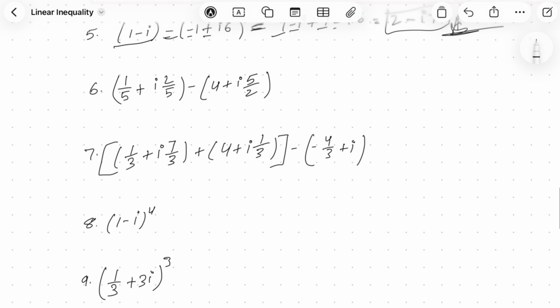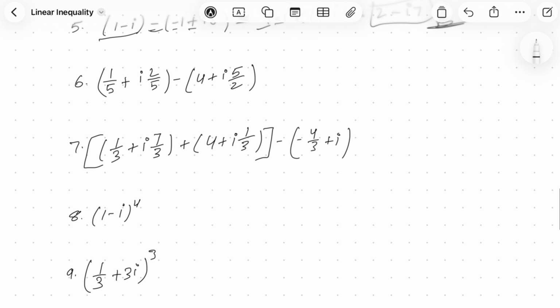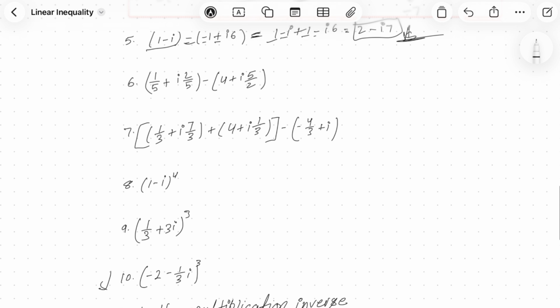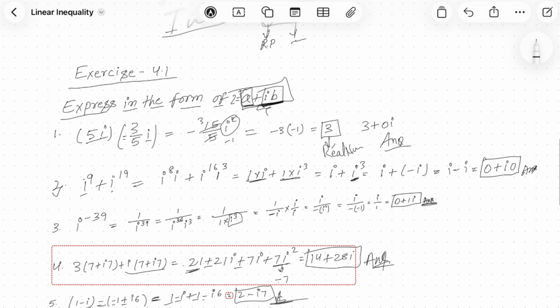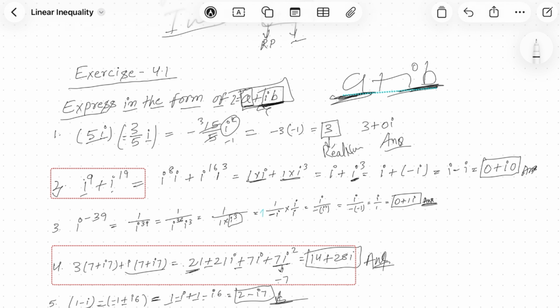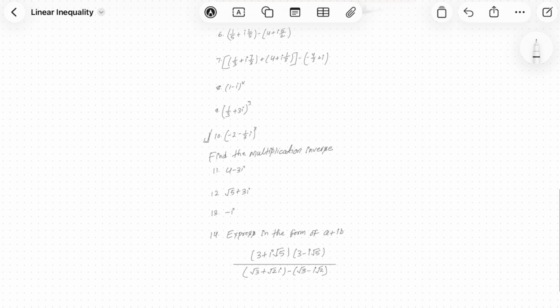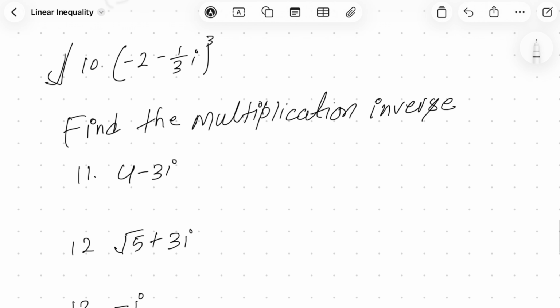So let's move on. For all the questions up to 10, you have to just convert it into the standard form, a plus ib, where a is a real number and ib is imaginary. Okay, see, this is the real part and this is the imaginary part. Okay, now let's move here.